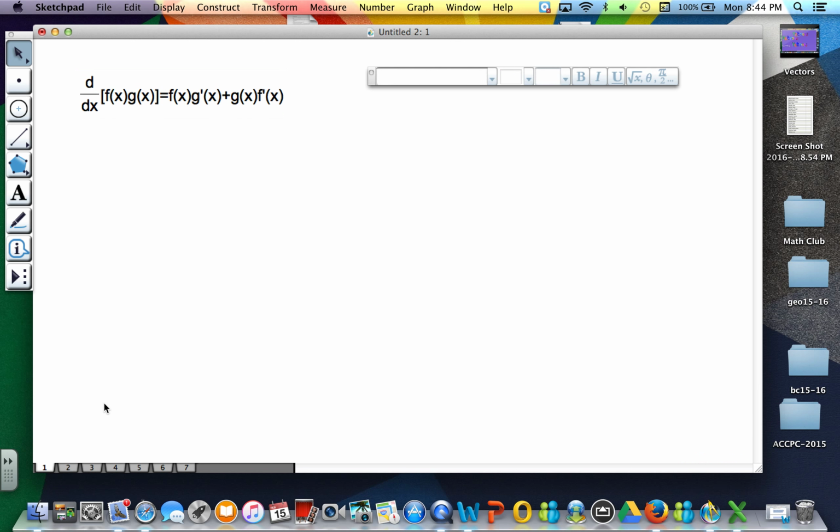We can prove it by using our limit definition of the derivative. Your book proves it quite nicely if you want to give that a look.